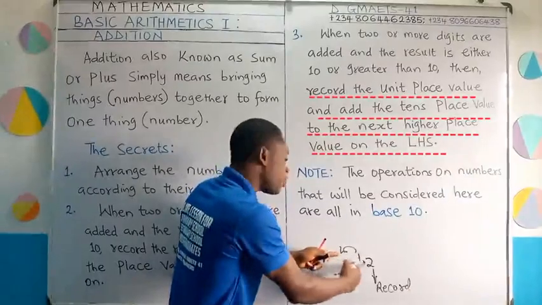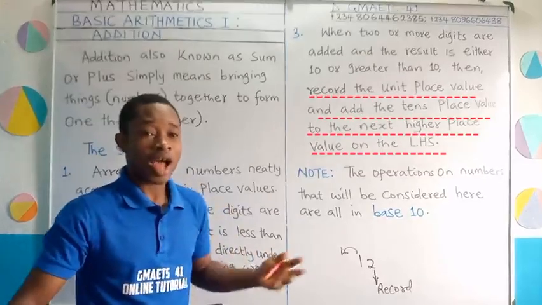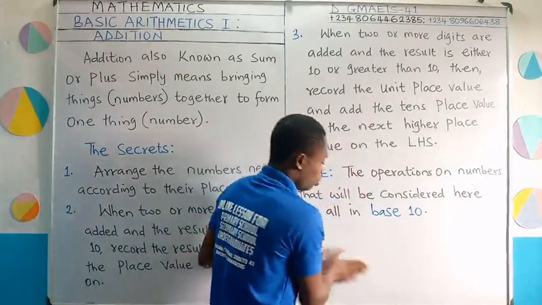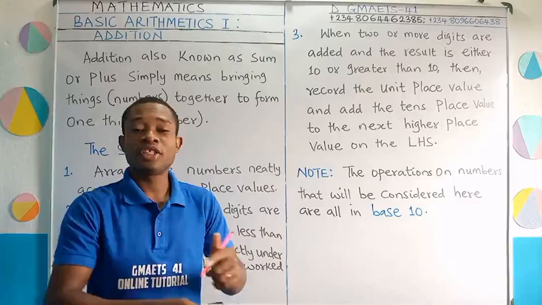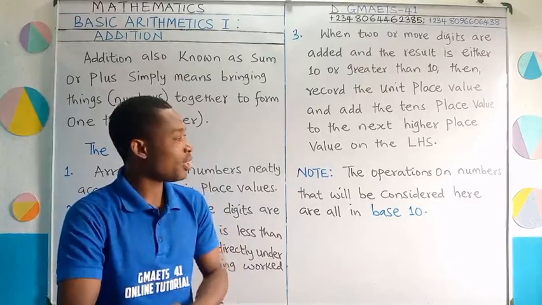You add this tens place value to the next higher place value, and then continue your addition, as the case might be. So that is what you do whenever you do your addition and you get up to a two-digit number as your answer under any place value.